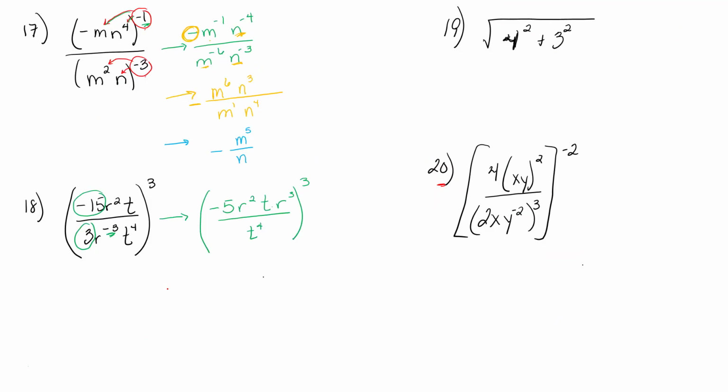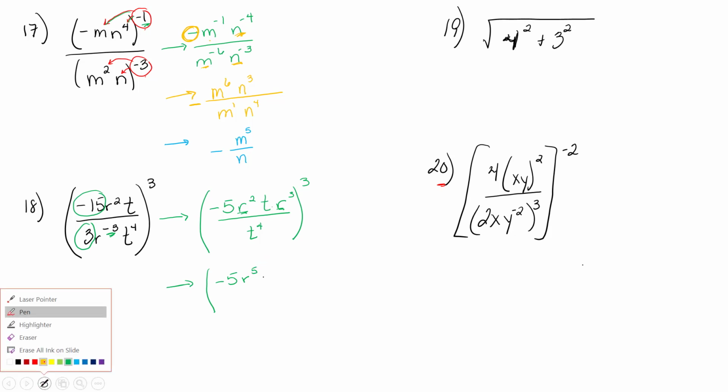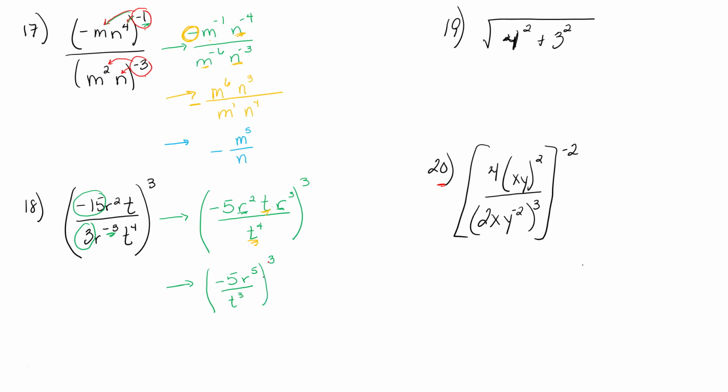So if I'm taking a look, I get to simplify inside again. I have negative 5 on the top. This r squared, this r to the third, both being on top means I get to add my exponents. This t on the top and this t to the fourth on the bottom tells me I get to subtract. And since there are more t's on the bottom, that means my answer is going to go on the bottom when I subtract. And then I have the power of 3 on the outside. Does that make sense?